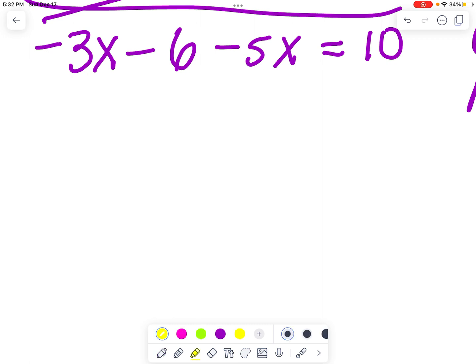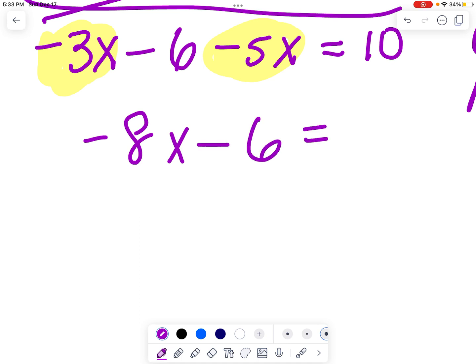All right, now you combine. So we look, are there any terms of the same variable? I see -3x and I see negative 5x. So we're going to add those two numbers. Negative 3 plus, because combined means add, negative 3 plus negative 5. So that is negative 8x. And then we're going to bring down whatever's left, the minus 6 and the equals 10.